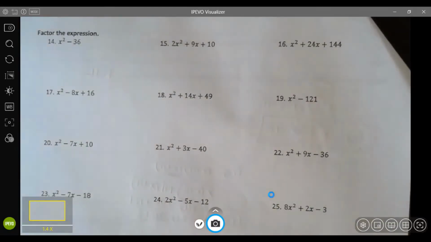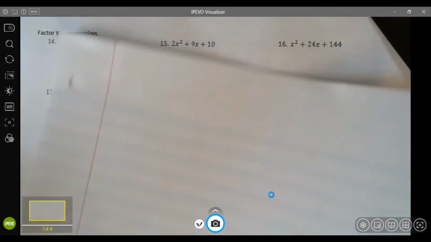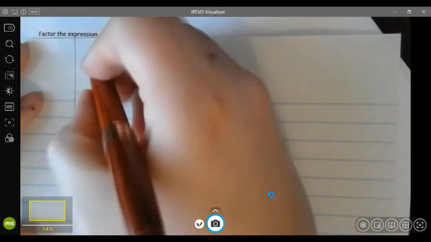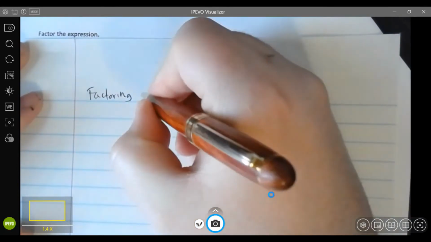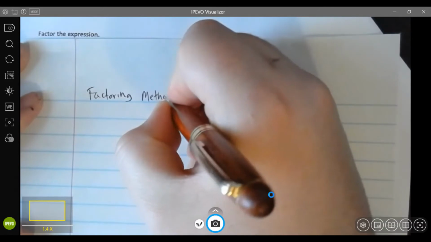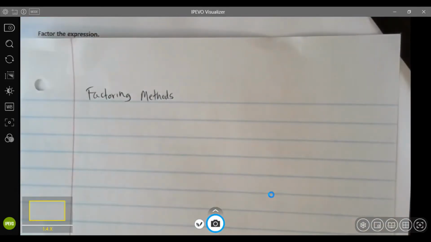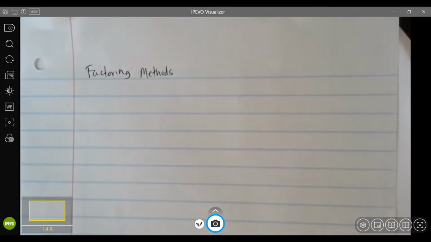This back page is mostly asking you to factor in order to solve these. So before I do some examples, I want to go over the methods that we have for factoring. We'll call this factoring methods. And there are four main methods that we have for factoring.